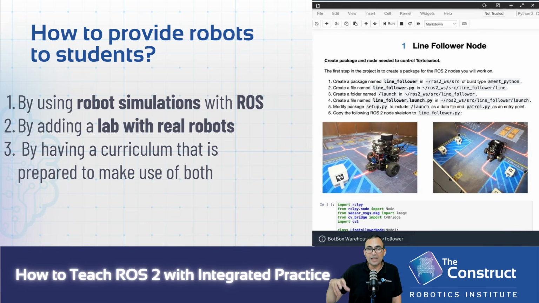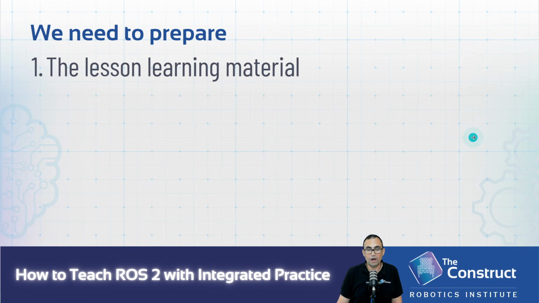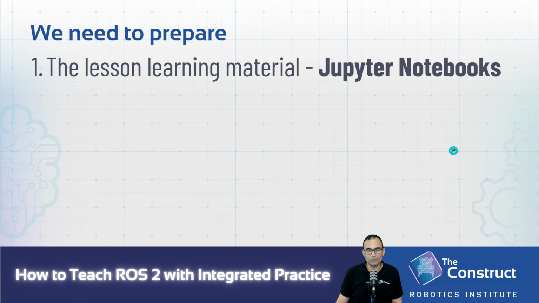So our material has to include those two things together. I'm going to show you how. So what we need to create for our class is going to be first the lesson learning material. For example, we want to talk about quaternions. Okay, then, so let's prepare the lesson about quaternions by using Jupyter notebooks.